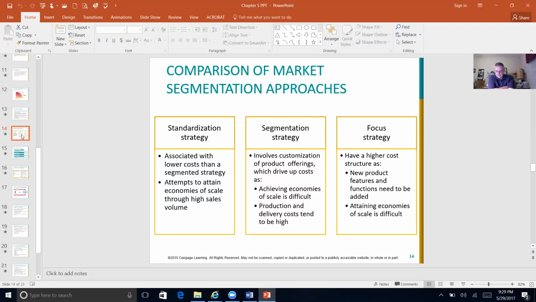With that focused strategy, you typically have to add features and functions. If you look at the two extremes from a standardization to a focus strategy, in the focus strategy you have to add different features and functions to your product to appeal to the higher income customers, which will typically raise the cost. And you typically have relatively limited demand associated with serving just that one segment. So it makes it much more difficult to attain the economies of scale.